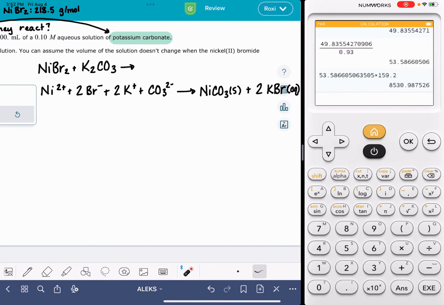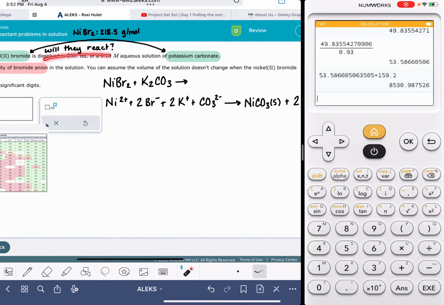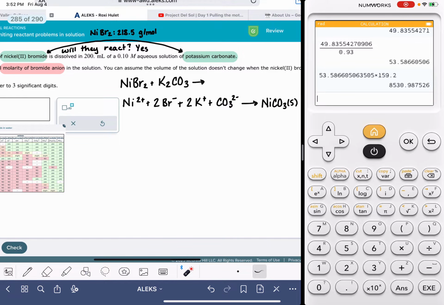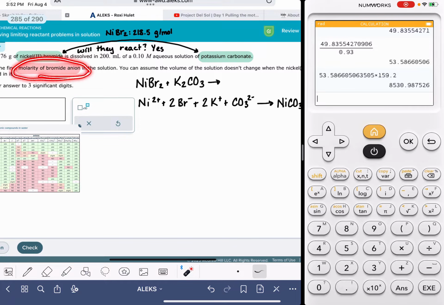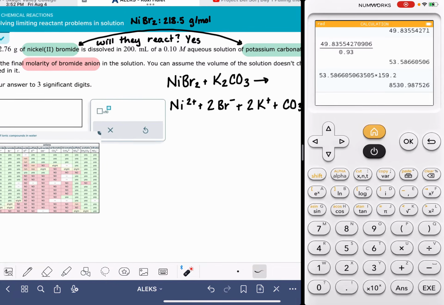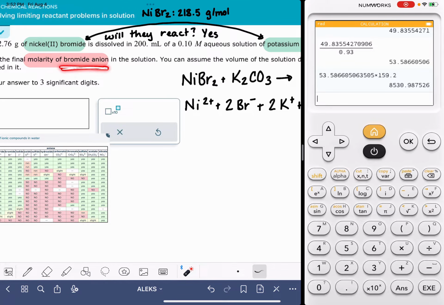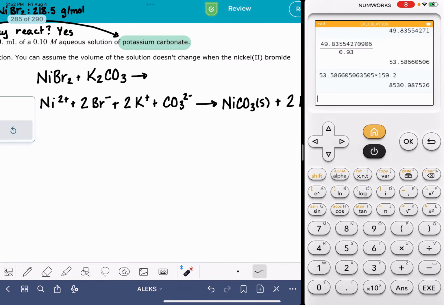Okay, so we know that yes, these two will react. That's what we just figured out. The second thing that we have to ask ourselves, once we've determined that they will react, is will that have an effect on the ion that ALEKS is asking me about? So ALEKS is asking me about the bromide anion. Is the bromide anion going to be affected by the formation of this nickel carbonate?